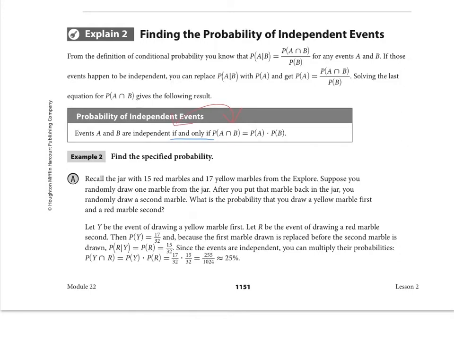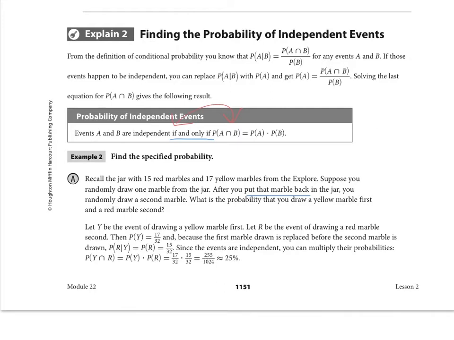But let's work through some examples. In example 2, we are finding the probability back in our marble example in the very first video of this lesson. We're going to look at the jar with 15 red and 17 yellow marbles again, and we're going to randomly draw one marble from the jar, and after we put that marble back, remember that's key to it being independent, you randomly draw a second marble. What is the probability that you draw a yellow marble first and a red marble second?